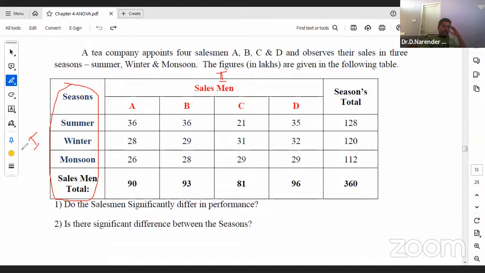If you have these two specimens by hand, then it is very easy to do the problem. Meanwhile, we have 3 more minutes. I request you to ask the doubts in our ANOVA one-way classification. Everybody, any doubts? You can ask the doubts.